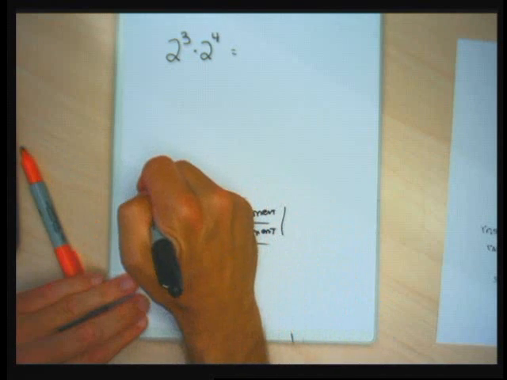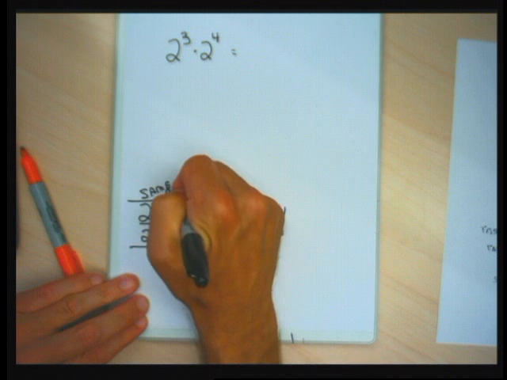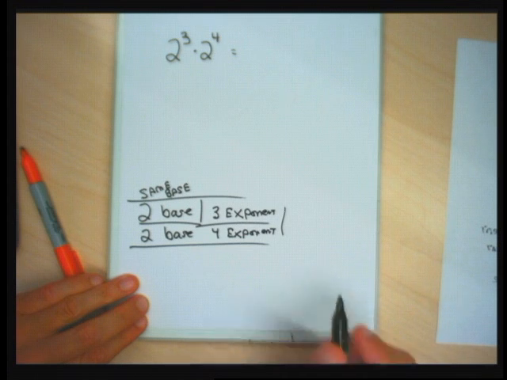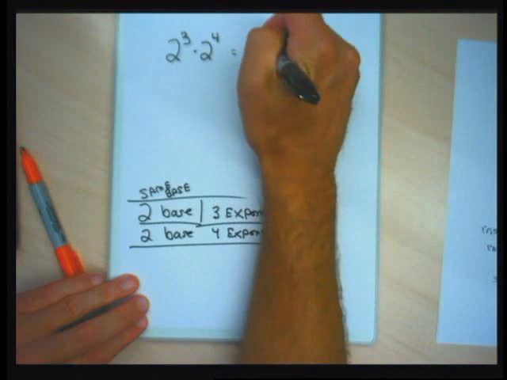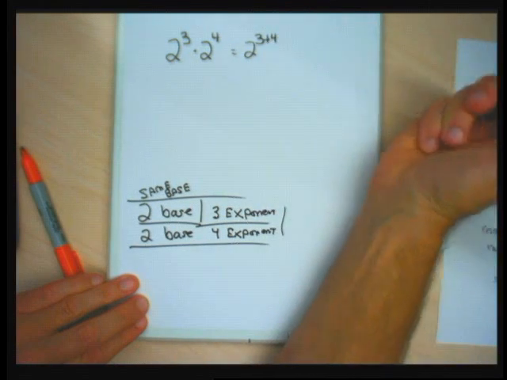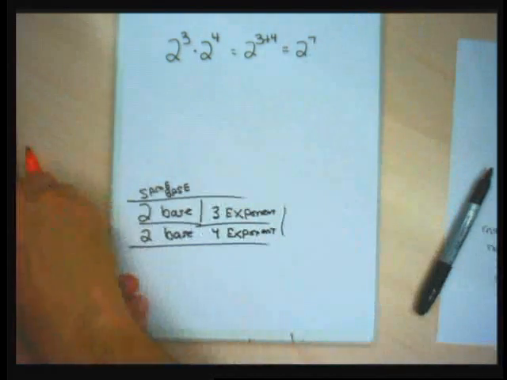So the bases, they have the same bases. And you can multiply terms that have the same bases. To multiply terms when you have the same bases, you don't really multiply, you just add the exponents. If I wanted to do this, this is the same as 2 to the 3 plus 4, which is 2 to the 7th power.